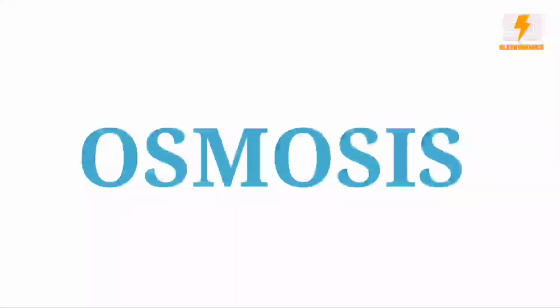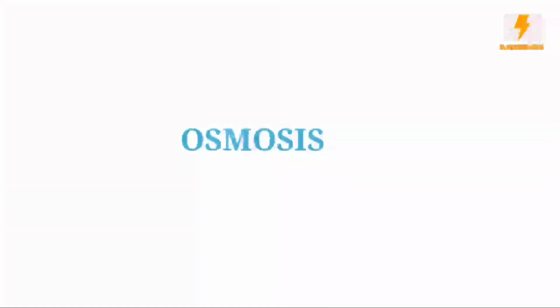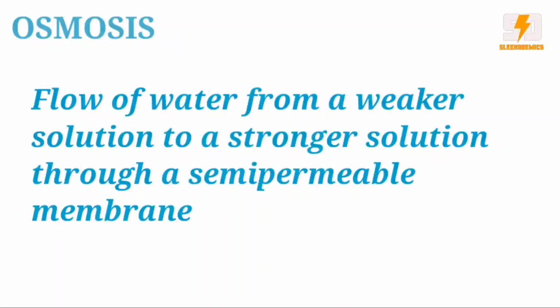Now, let's look at a special type of diffusion known as osmosis. In this case, it involves the movement of water molecules. So, osmosis can be defined as the flow of water from a region of weaker solution to a region of stronger solution through a semi-permeable membrane.